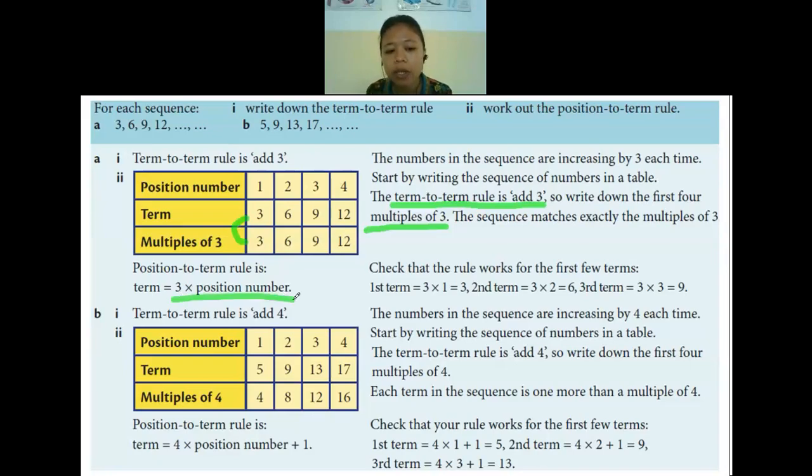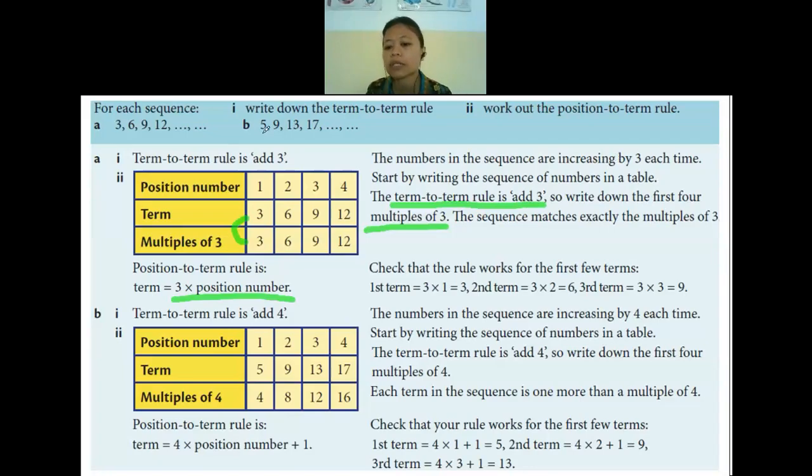Is there anyone having a question, or maybe I'm going too fast for example A? Is there anyone having a question for example A? Hello? No. If no one has a question, I'll continue to example B.